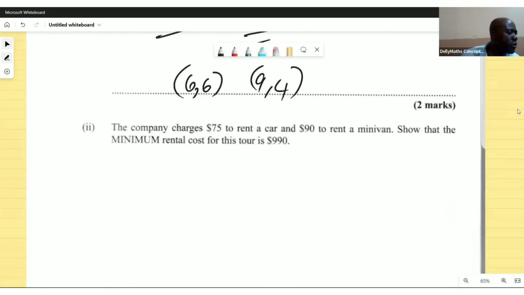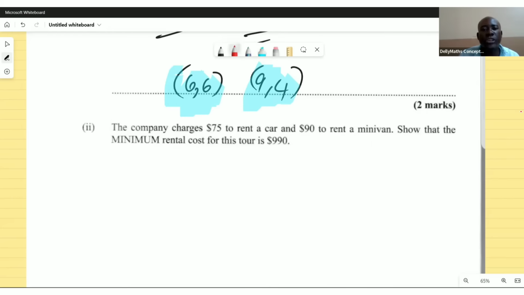Let's jump onto the other question. The other question says the company charges $75 to rent a car and $90 to rent the minivan. Show that the minimum rental cost for this tour is $990. So it's not like we're going to search again for this tour.